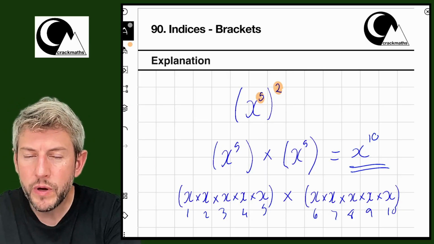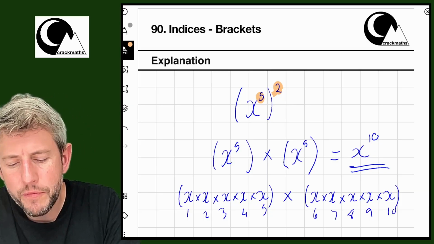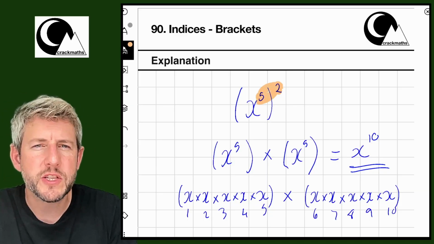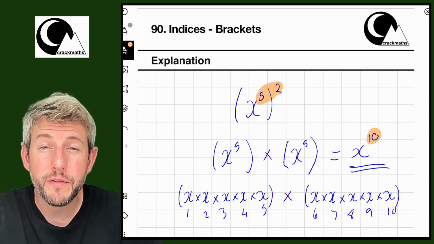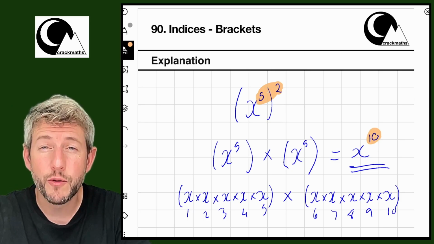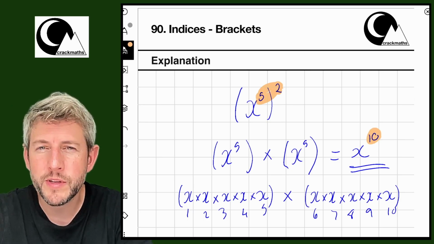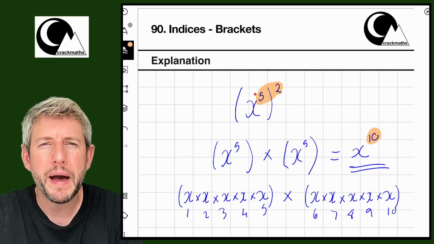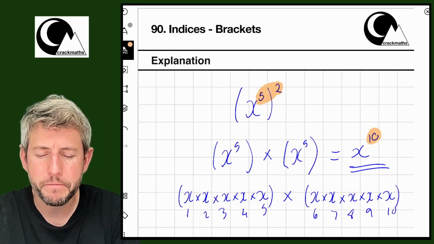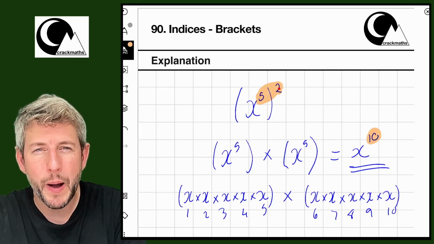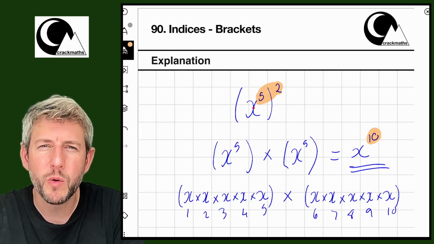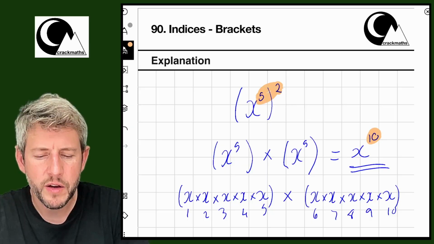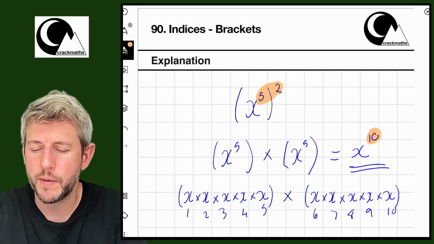Now, if we're looking for the quick way to get there, we can do the 2 times the 5, and that will give us the 10. So that is essentially the rule for using indices with brackets: if you have something with a power inside a bracket, and then that bracket is to the power of something else, you can just multiply these together. So that 10 has come from doing that 2 times 5.